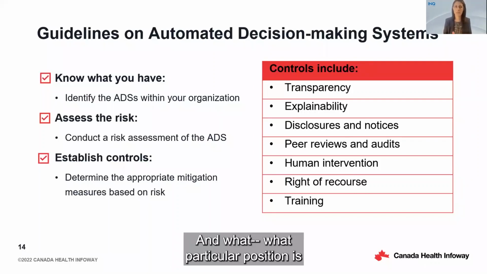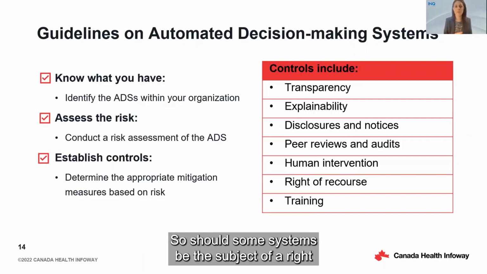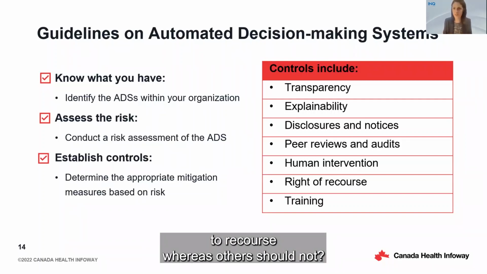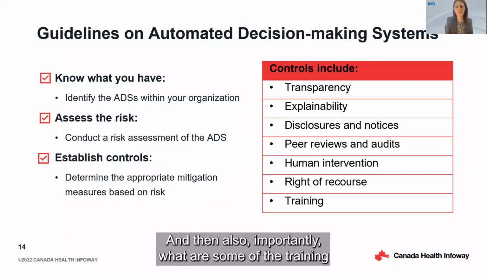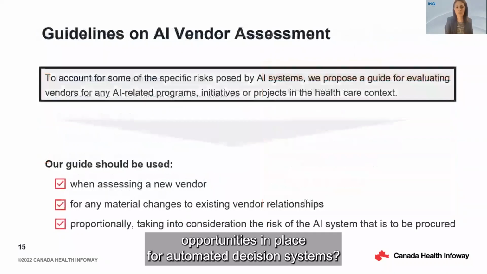And what particular position is your organization taking with respect to different risk levels of systems? So should some systems be the subject of a right to recourse, whereas others should not? What decision are you making on that? And then also importantly, what are some of the training opportunities in place for automated decision systems?